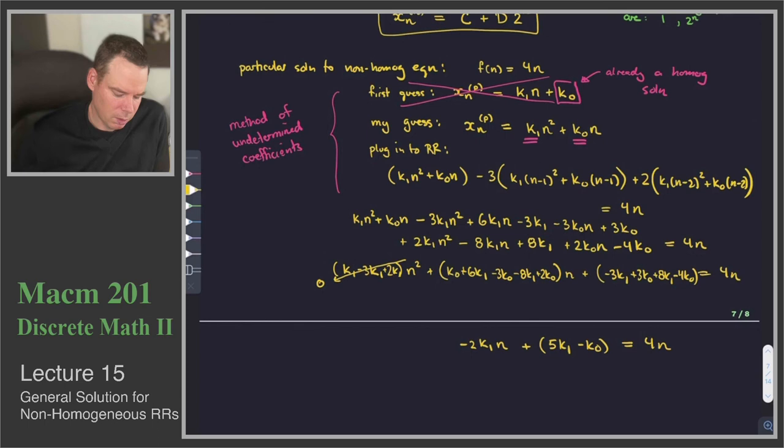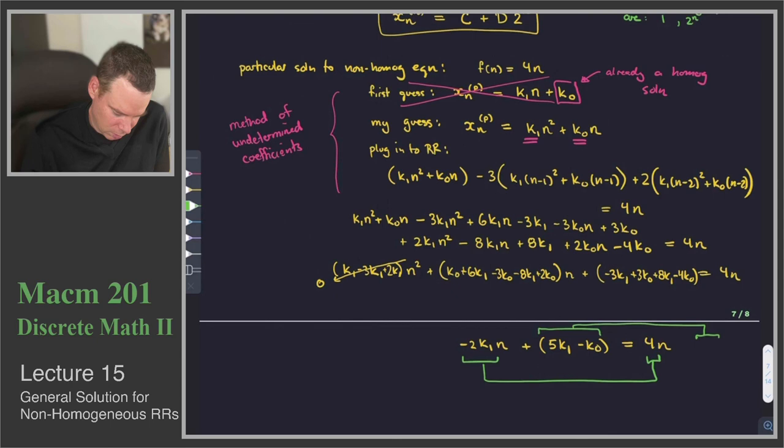So what I have is that these two expressions have to be equal for all values of n, which means as polynomials, they are equal. So that means that this has to equal that, and this constant term has to equal the constant term over here, but the constant term over there is 0. So we get that negative 2k1 is equal to 4, and 5k1 minus k0 is equal to 0.